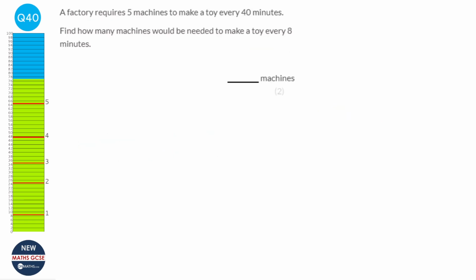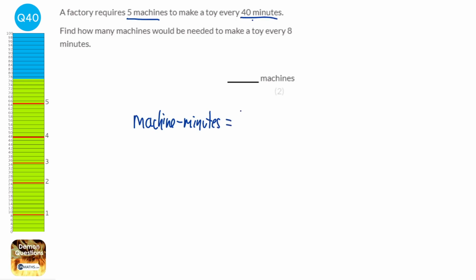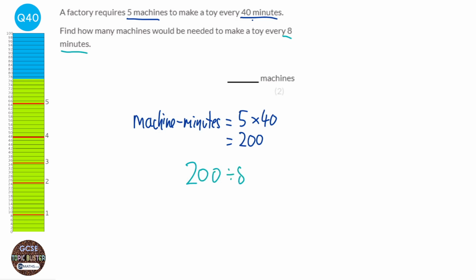So we need to first of all work out the amount of machine minutes it takes to make a toy. And what we do is we multiply the amount of machines by the amount of minutes. So 5 times 40, which would be 200. So if we had one machine, it would take 200 minutes to create one toy. Here we asked, well, okay, what if we wanted a toy every 8 minutes? So we get the 200 and we divide it by 8. And when we do that, we get 25. So if we had 25 machines, we would be able to make it every 8 minutes.